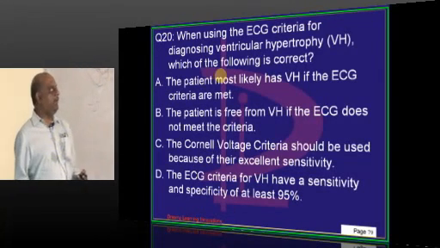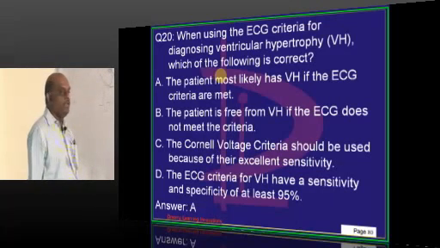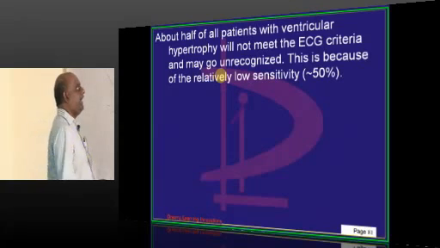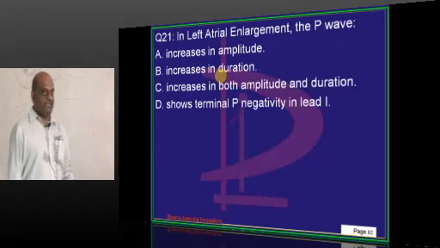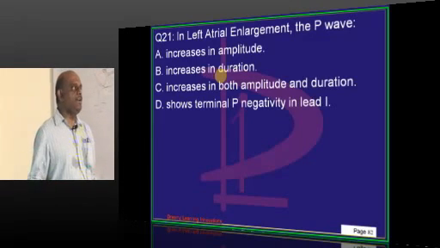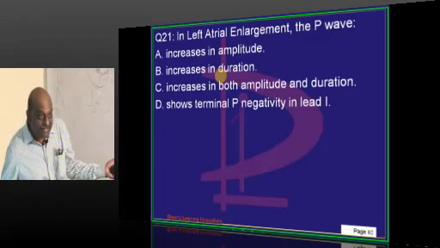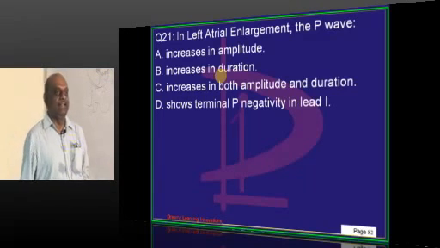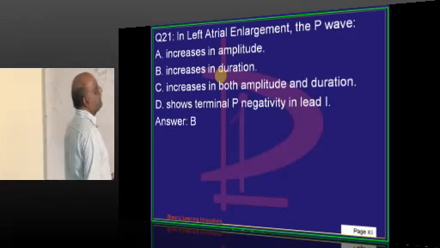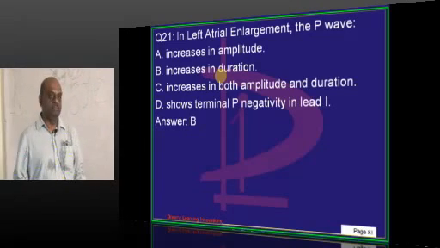So for ventricular hypertrophy, what is the important criterion? If the ECG says ventricular hypertrophy, there is ventricular hypertrophy. It has a very high specificity but a low sensitivity. The ECG not showing large QRS complexes does not mean the patient doesn't have ventricular hypertrophy. That's the point. In left atrial enlargement, what happens to the P wave?